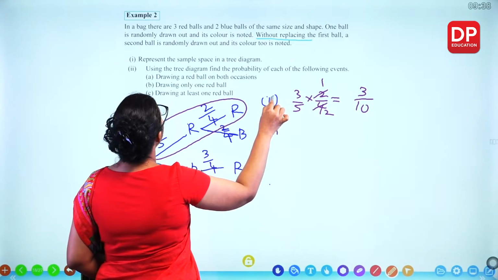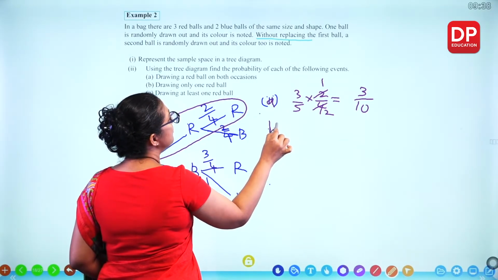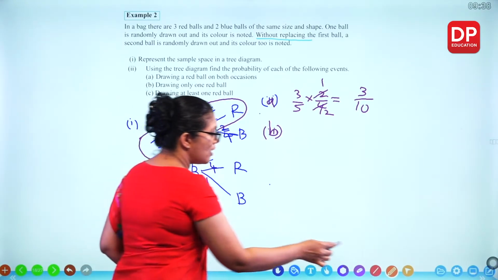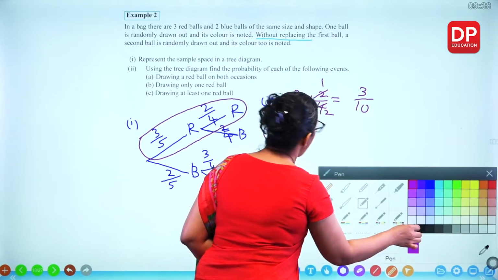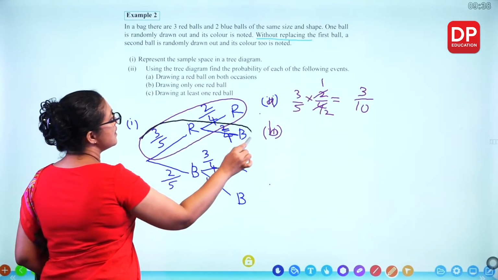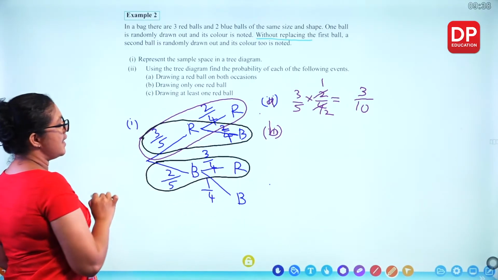This is part A. Part B, drawing only one red ball. So only one red ball. It can be red with black or black with red.